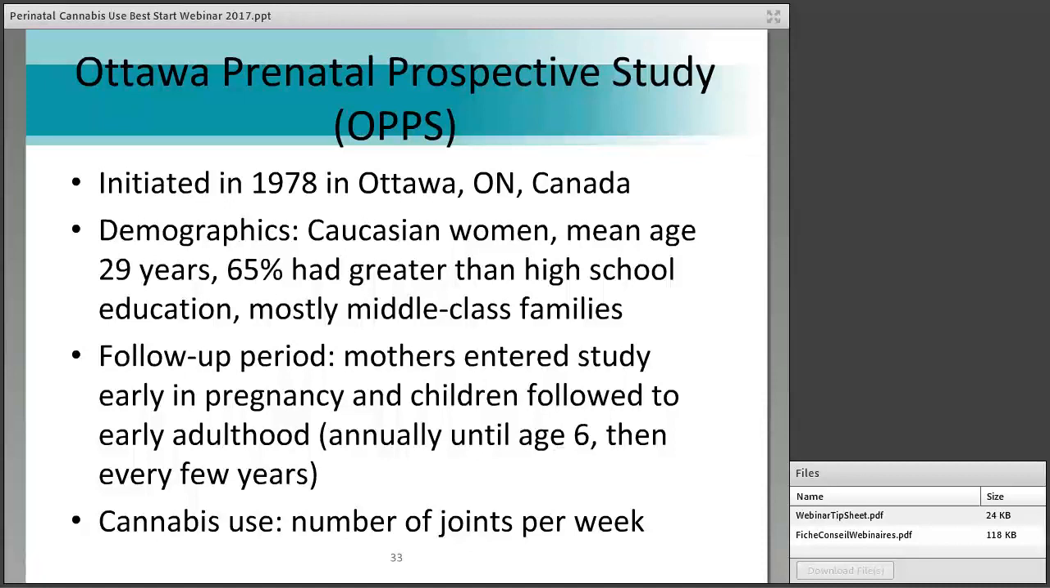And in this study, the demographics included Caucasian women predominantly with a mean age of 29 years. Most of them had high school education and came from what was called middle-class families back in 1978. As I mentioned, these infants were followed late into adolescence, and the way they define cannabis use is by looking at the number of joints per week. The definition of heavy use in this study was 5 or more joints per week, so about 1 joint a day.